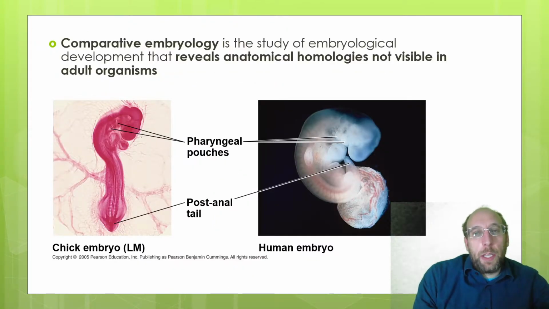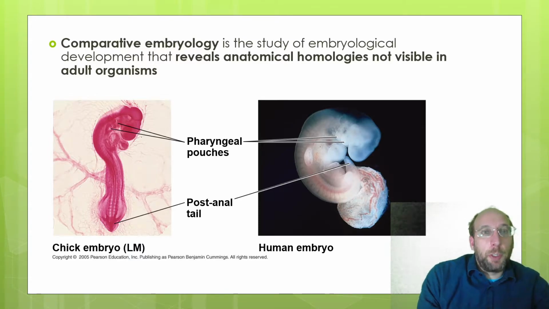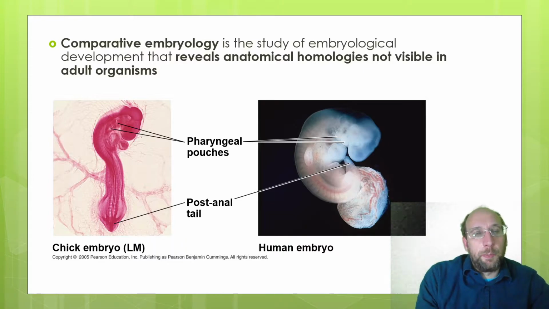Studying also how embryos develop can allow us to see homologous structures that we can't see in the adult organism. This study is known as comparative embryology. And when we look at the embryos, we can see some structures that they don't have as adults. For instance, all chordates and vertebrates have pharyngeal pouches and postanal tails. Now, as adult organisms, humans don't have a postanal tail, but during embryological development, we do have a postanal tail. We also have these pharyngeal pouches. Pharyngeal pouches in humans become part of our head and neck. In other organisms, they become part of their gills in fish.